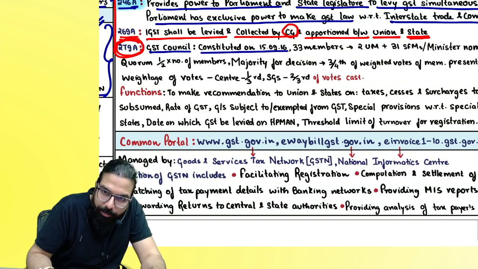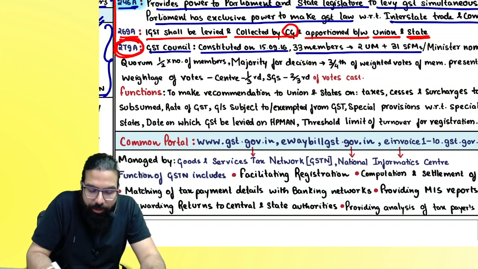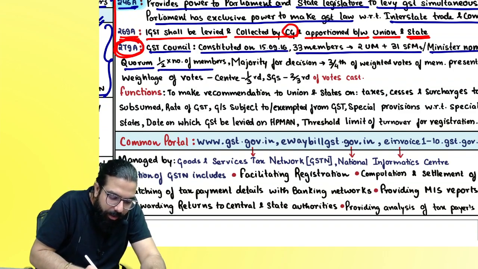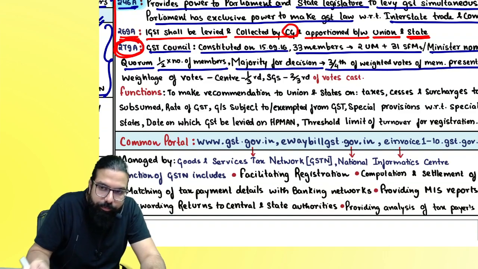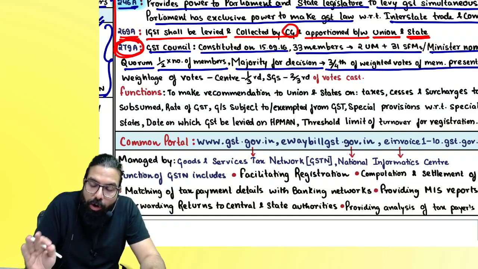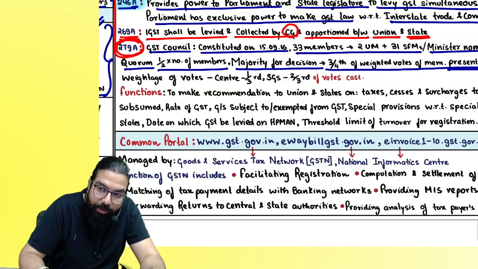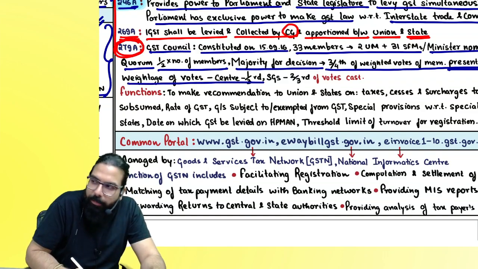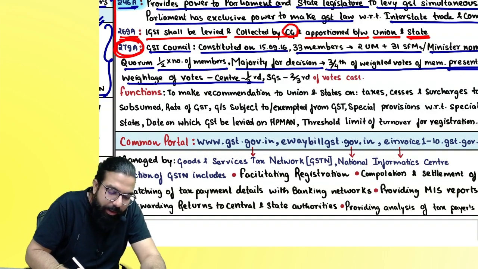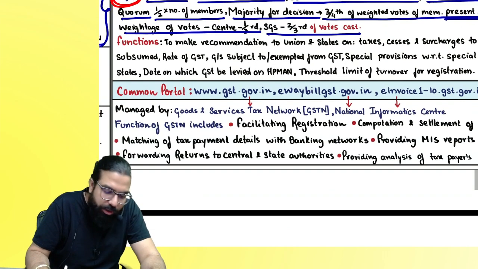Constituted on 15 September. 33 members, 2 union and 31 state finance ministers or ministers nominated. Quorum is half. Majority is 3/4. 3/4 means what? 75% of the people present and voting. Center ka vote is 1/3 weight. 1/3 means 33.33. States ka vote is 2/3.